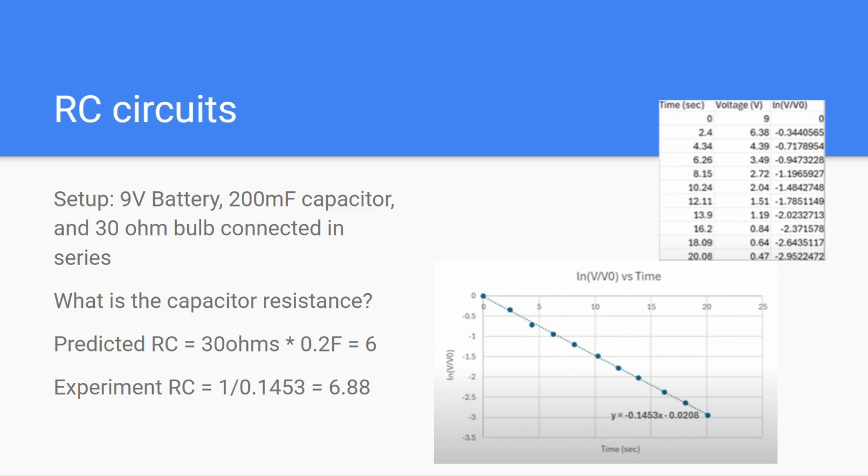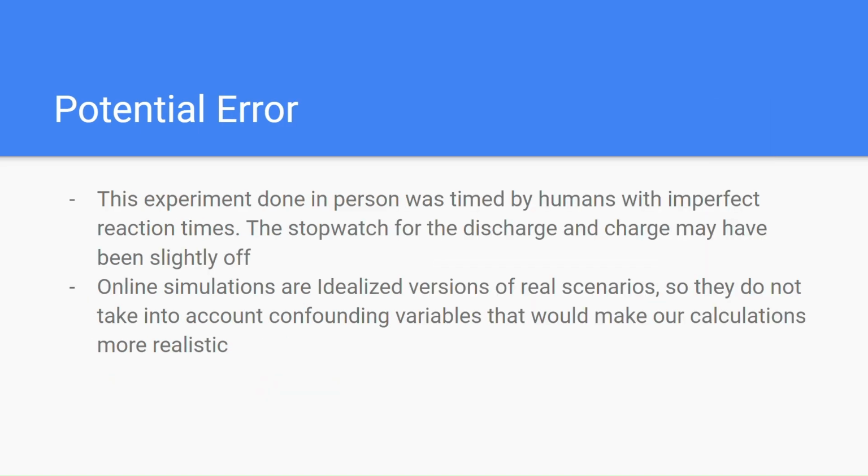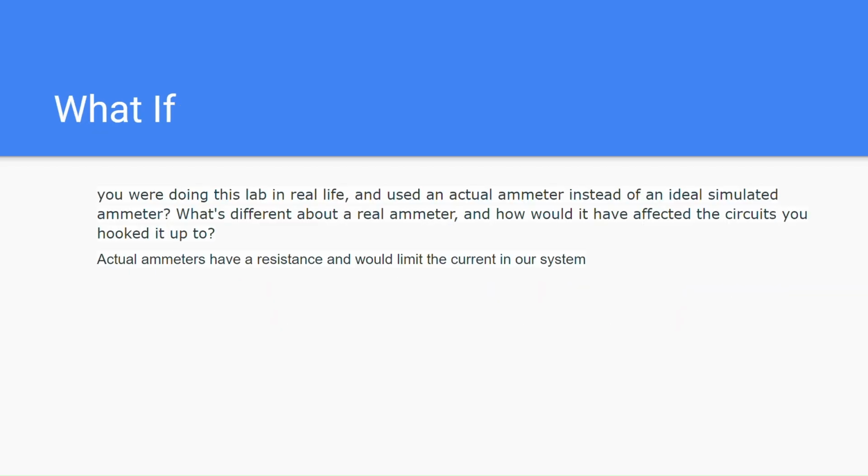That's approximately the same. I'm not too worried about the potential error. This was done in person by humans. We timed how long it took to discharge and charge, and that's by human calculation, so it's kind of hard. Online simulations were idealized versions as well, so they failed to take into account confounding variables that would make it more realistic. So what if we were to do this in real life and use a real ammeter instead of an ideal simulated ammeter?